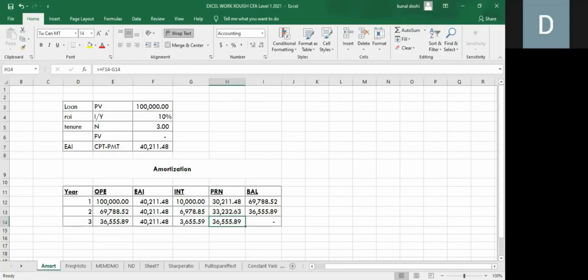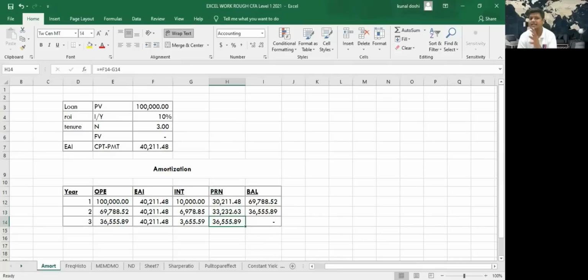Now, if you see, the principal repaid component is increasing, and the interest paid component is reducing because you're paying off the principal. Your interest is on the loan balance, but your installment amount is the same. Correct? Now, in your calculator, do you have 40,211.48 already?